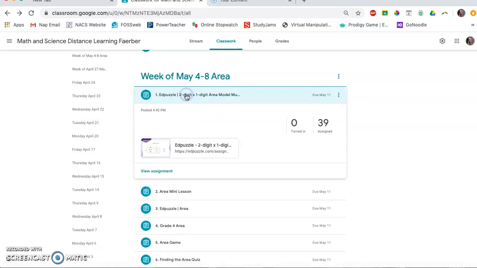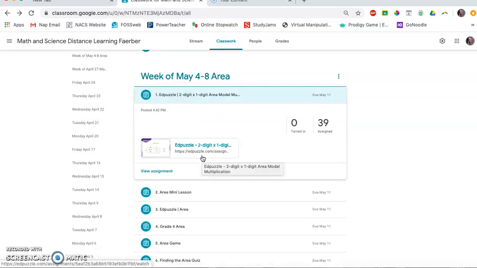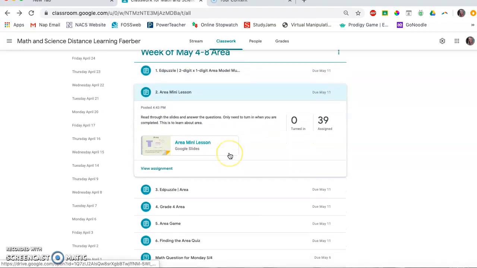So here we go. First one is just an Edpuzzle. You're going to actually be walking through multiplication again, just to get you back into that area model mindset. I know we haven't been doing those very often. Now we are going to go over to number 2.